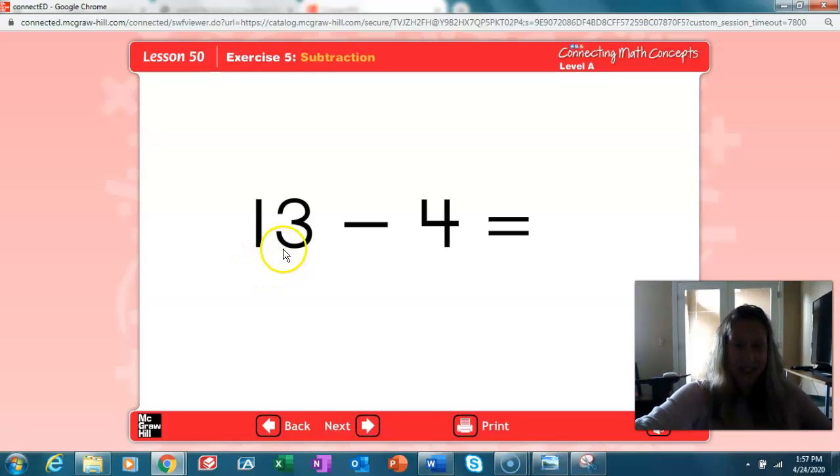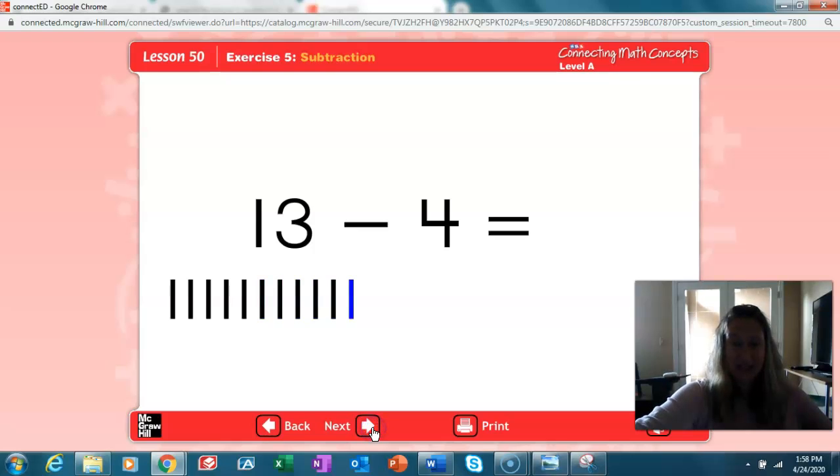Count and make 13 lines under the 13. Ready? I'll do it up here. 1, 2, 3, 4, 5, 6, 7, 8, 9, 10, 11, 12, 13. Now, the number I start with is 13. And how many do I take away? It says take away 4. How many lines am I going to cross off? Yes, 4. Let's count and cross out 4 lines.